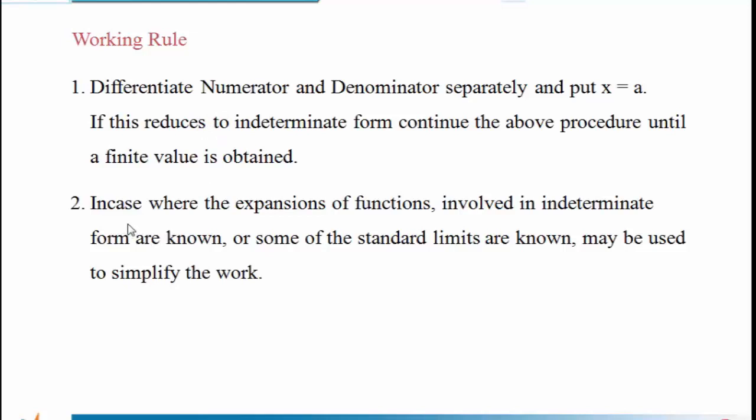In cases where the expansions of functions involved in indeterminate forms are known, or some standard limits are known, they may be used to simplify the work. That means if you know some standard indeterminate form like sin x divided by x as x tends to 0, that is always 1. Similarly, tan x divided by x is always equal to 1 as x tends to 0. We also know some standard results regarding limits that we can use to simplify the result.